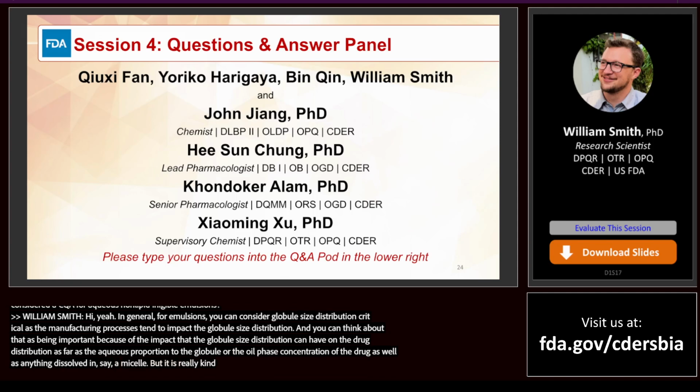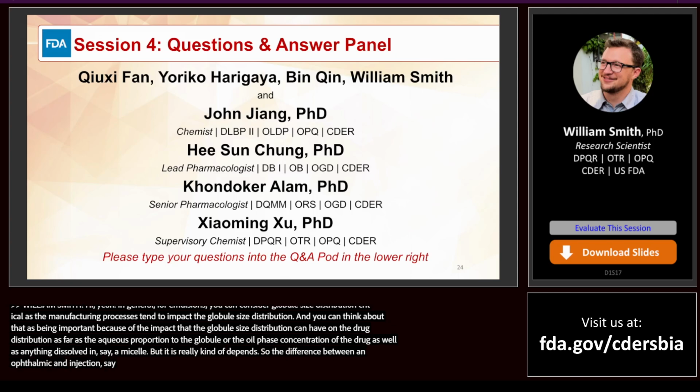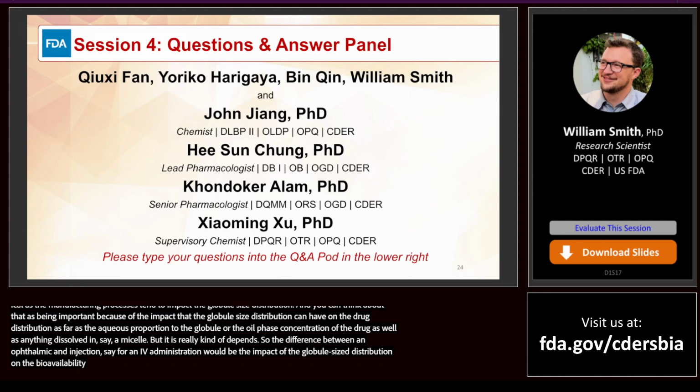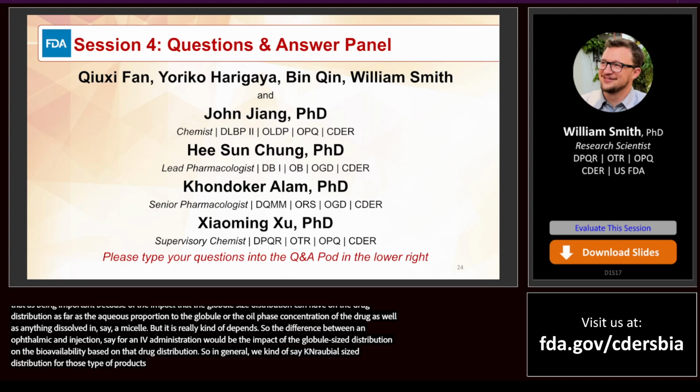So the difference between, like, an ophthalmic and an injection, say for IV administration, would be the impact of the globule size distribution on the bioavailability based on that drug distribution. So in general, we kind of say globule size distribution for those types of products tends to be critical, but it really depends.